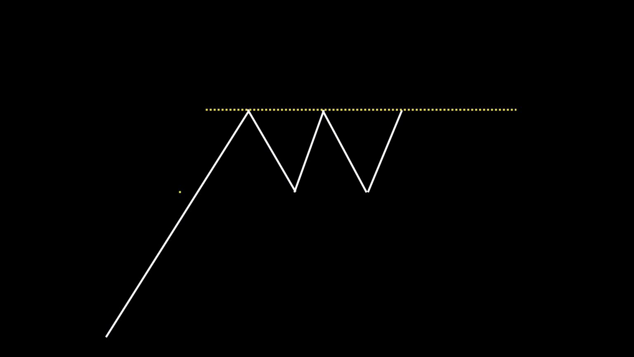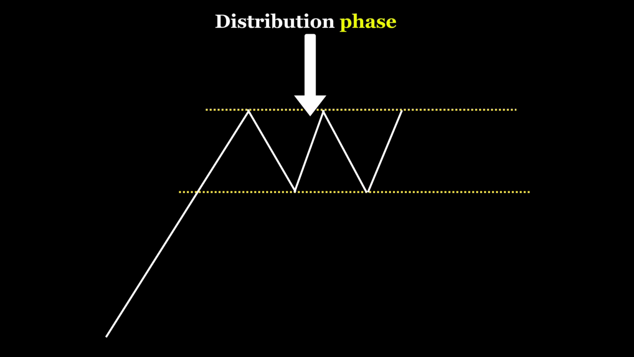Here's how it unfolds, beginning with the first phase, distribution. Price consolidates, forming a tight range, but behind the scenes, smart money is offloading their long positions, selling into strength while retail buyers pile in. Next comes the manipulation phase.